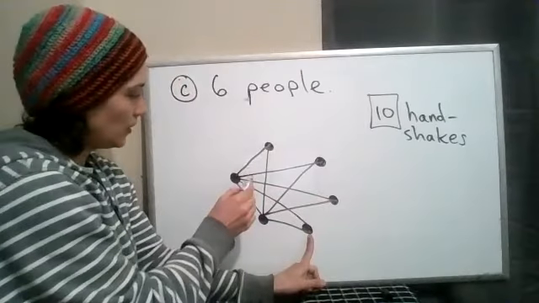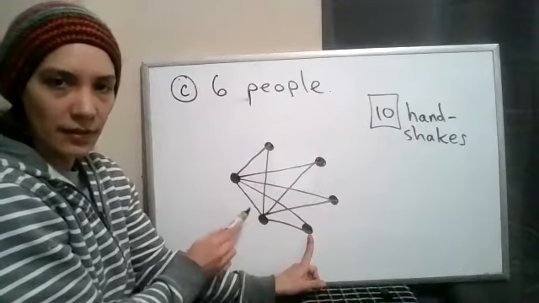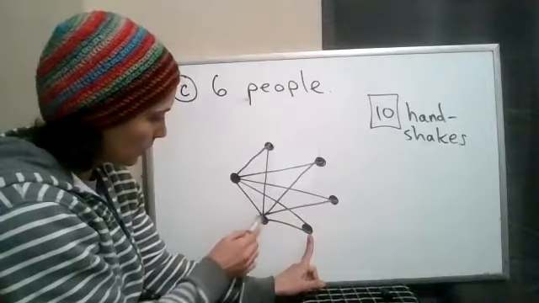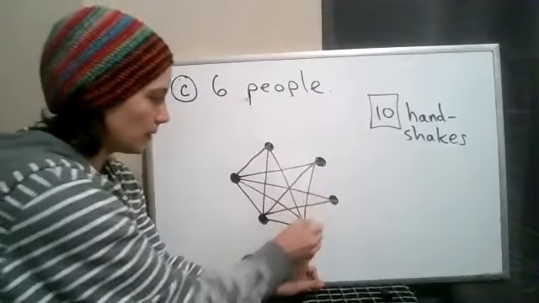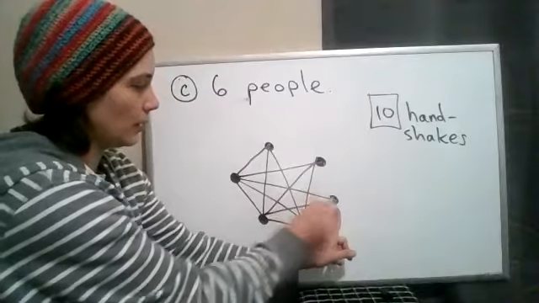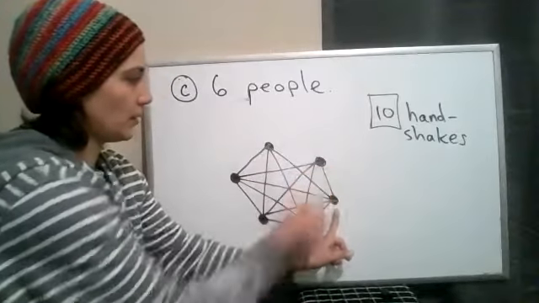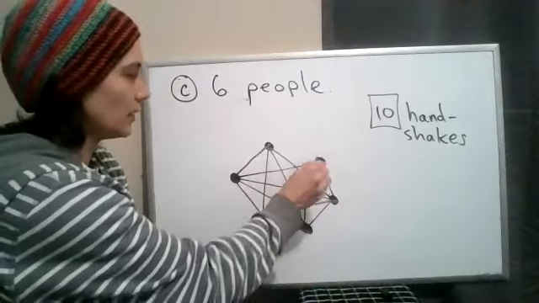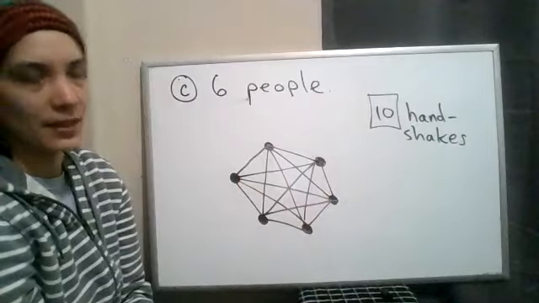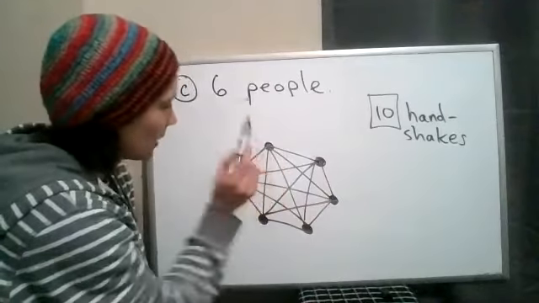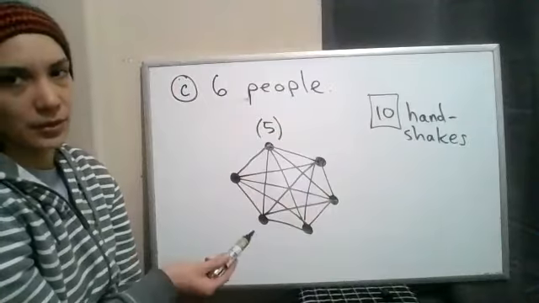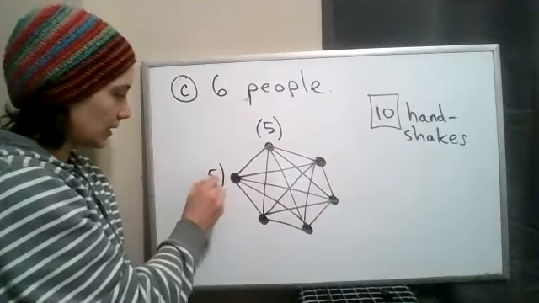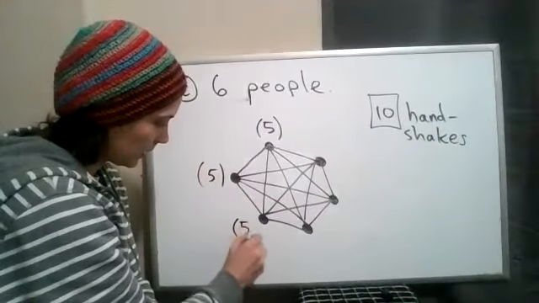Let's see. 1, 2, 3, 4, 5. Each of these should have degree 5. 1, 2, 3, 4, 5. Let's check. 1, 2, 3, 4, 5. Yes. So just going to put those degrees on the side for every vertex.